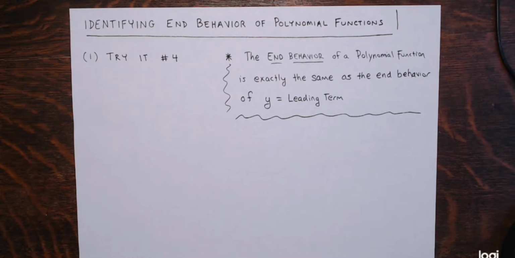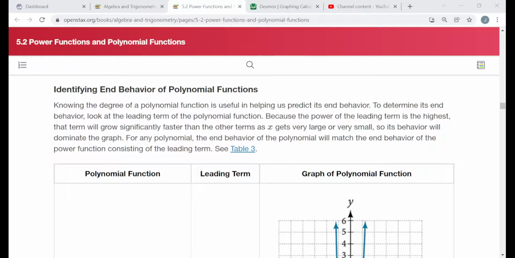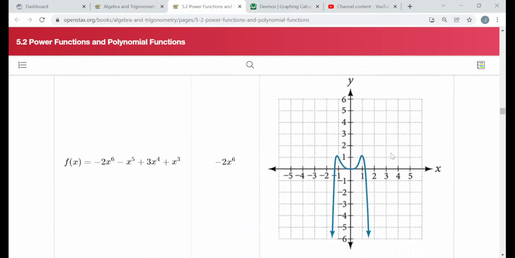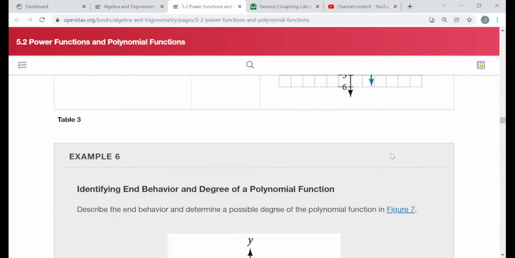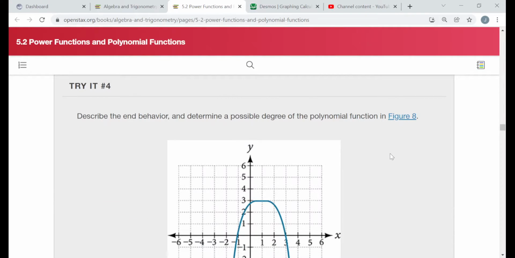Alright, so let's take a look at try it problem number 4 from the text. Scrolling down, you got some reading to do here. There's example 6. Here's try it number 4. So they're saying describe the end behavior and determine a possible degree of the polynomial function.